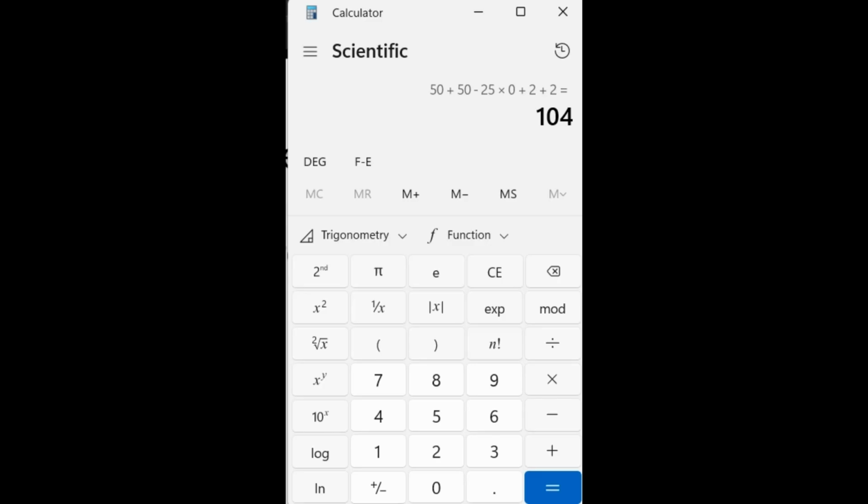So you can get around that. If you've got a cheap calculator, you just have to understand the order of operations, and you just have to know that you need to solve that first. You need to solve the multiplication first on that cheap calculator, and you'll be fine. You'll get the correct answer of 104. So hopefully this explanation has been helpful.